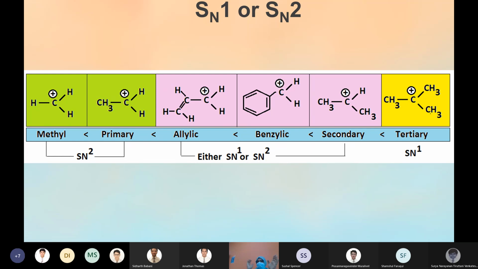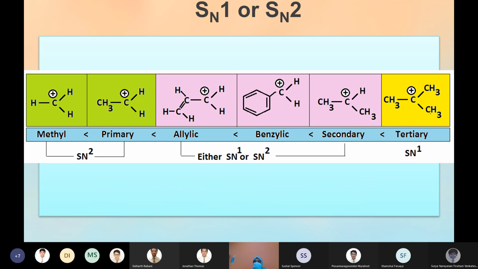So primary surely SN2, tertiary surely SN1. Only the confusion depends on whether it's a secondary, and what is the type of groups present in the compound. That's the end of the SN1 and SN2 mechanism.